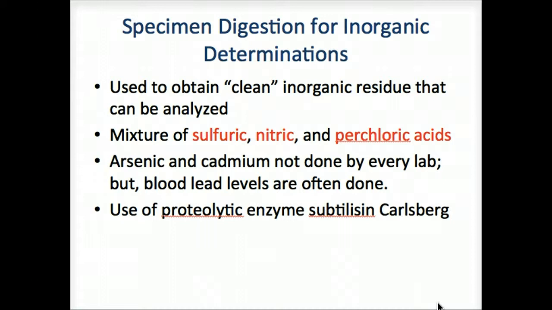Enzymatic digestion is used for acid labile and strongly protein-bound drugs. The proteolytic enzyme subtilisin Carlsberg is commonly used. 1 milligram of enzyme per gram of homogenized tissue is incubated at 55 degrees Celsius for 1 hour.